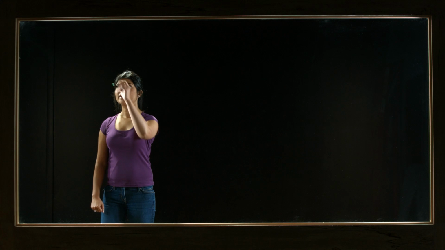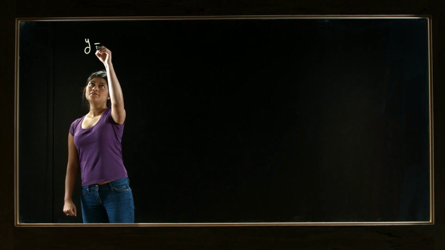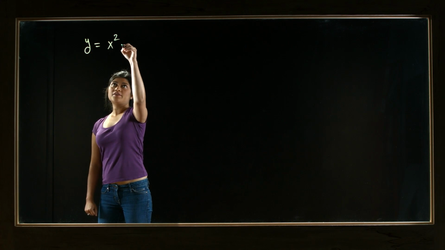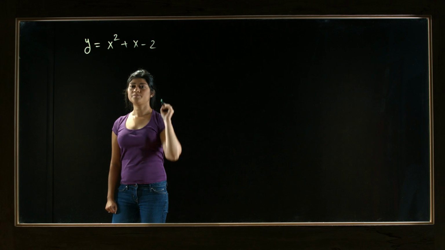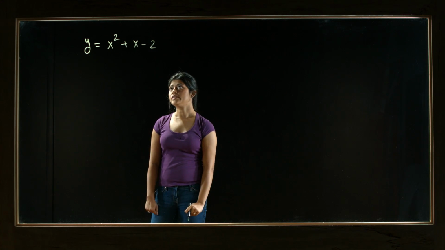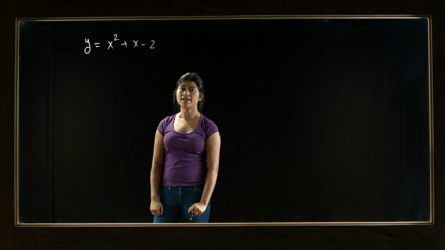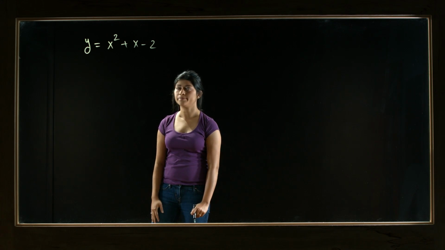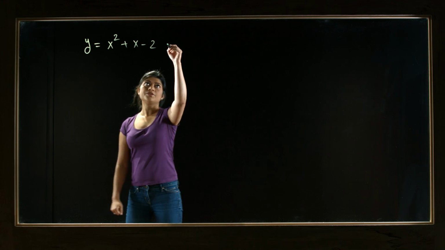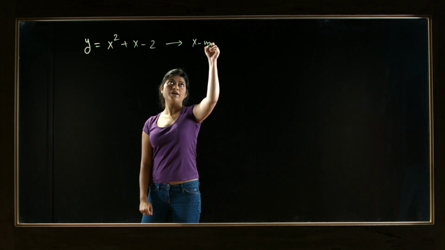We are given an equation y equals x squared plus x minus 2. We have to figure out, when you draw the curve for this equation, what the x- and y-intercepts are, if there are any. So we have to figure out the x-intercept and the y-intercept.